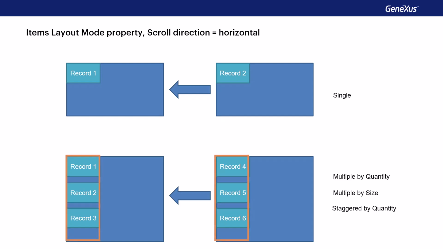The number of records per column displayed downwards can be defined as a fixed value, or, depending on the height, minimum, and maximum, that we want to give to each item. If we define to do it with a fixed value, we can see it staggered or not, depending on whether we choose staggered by quantity or multiple by quantity, respectively.